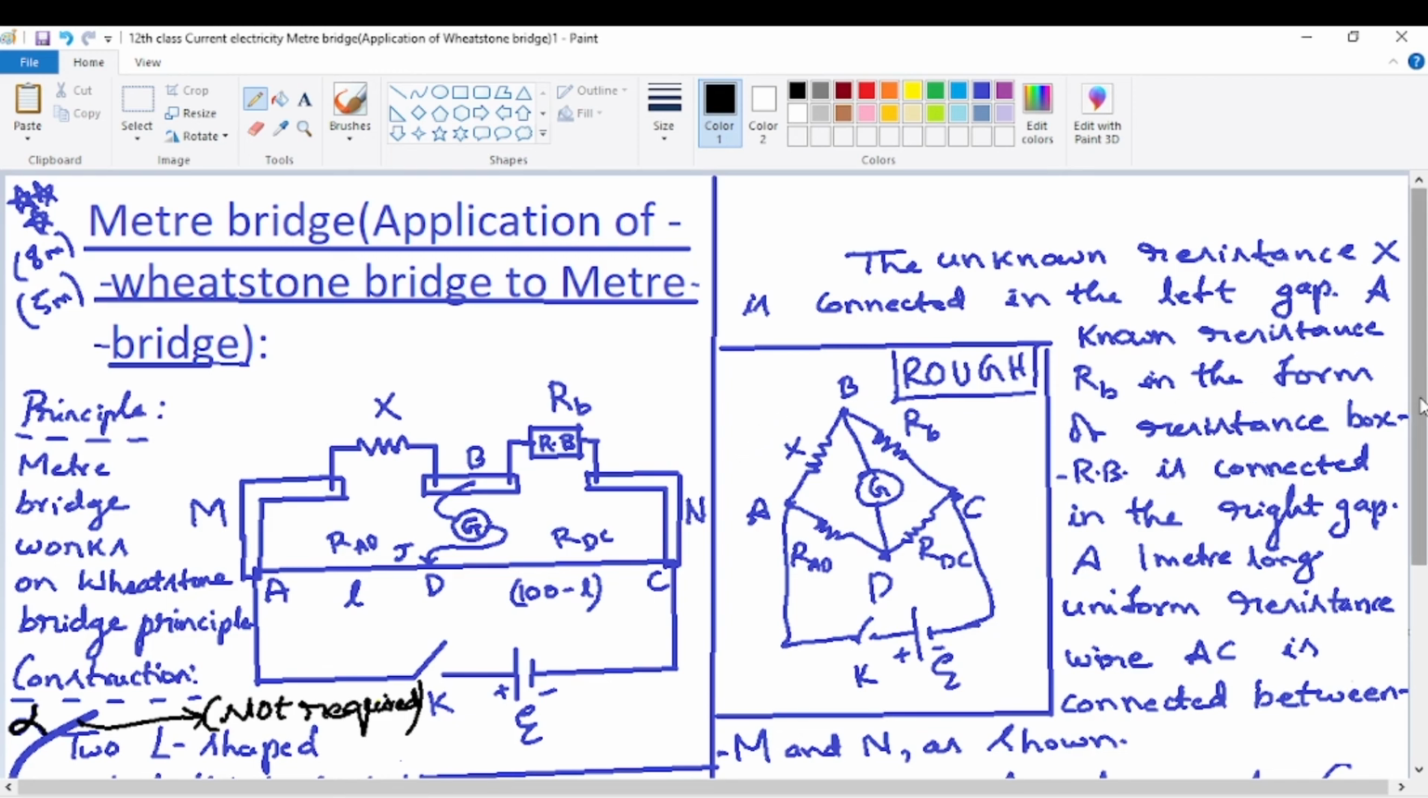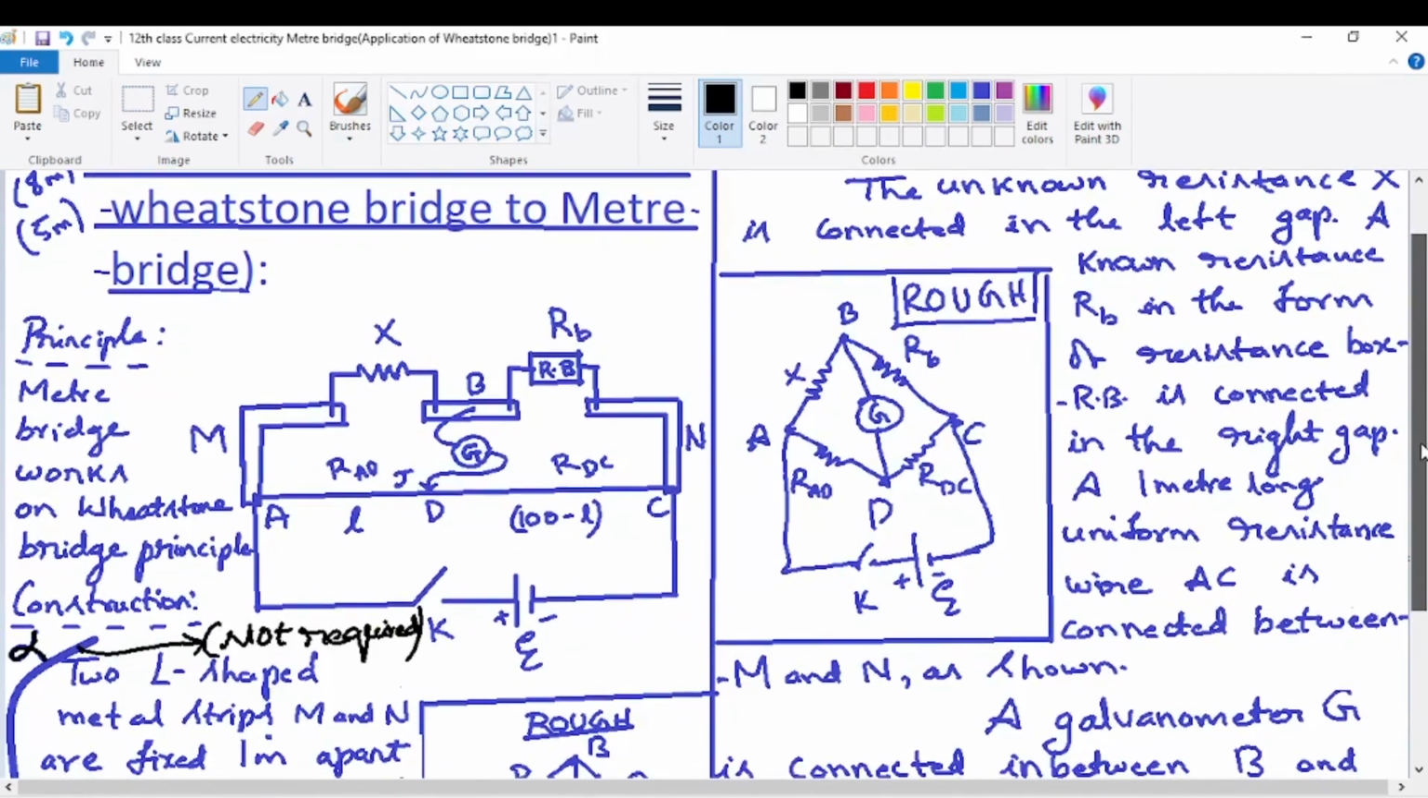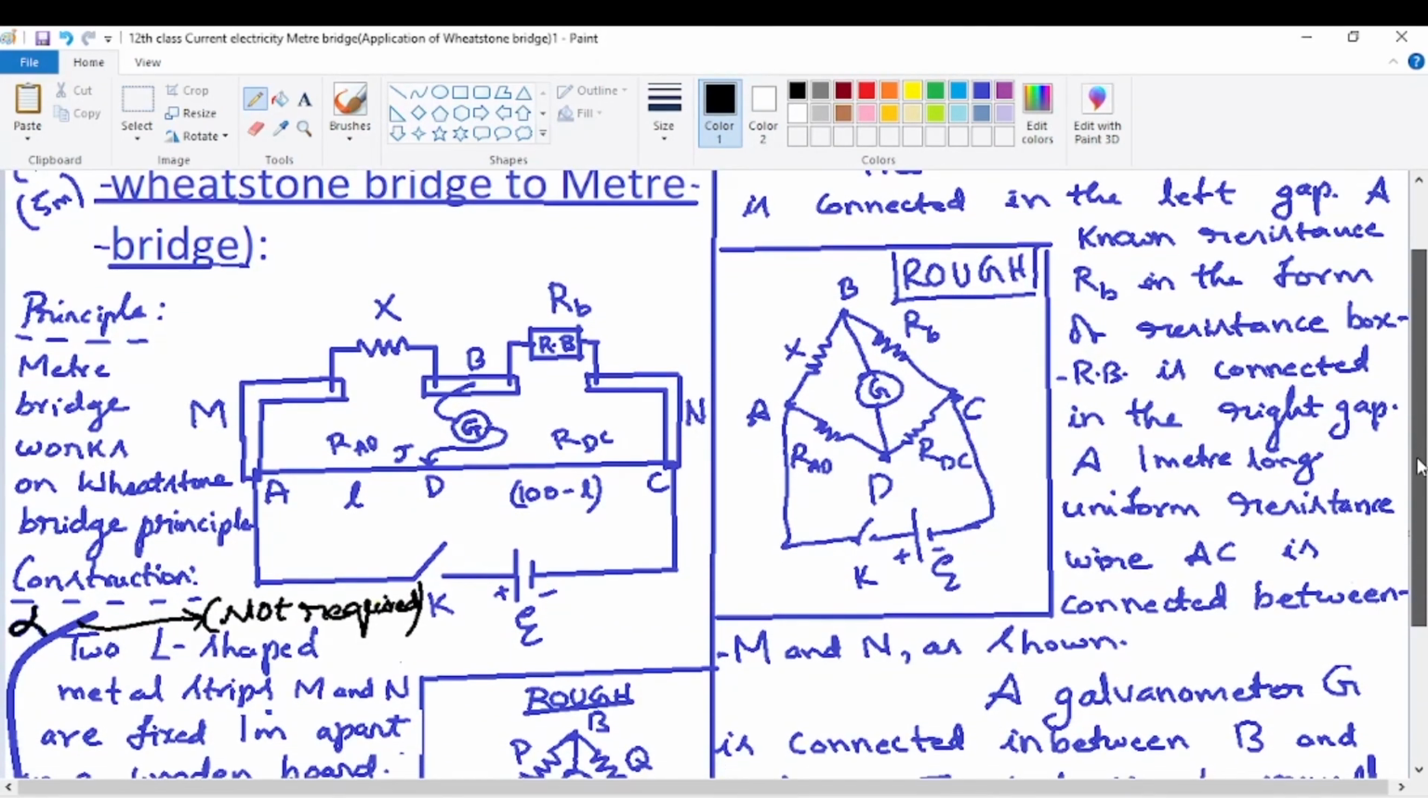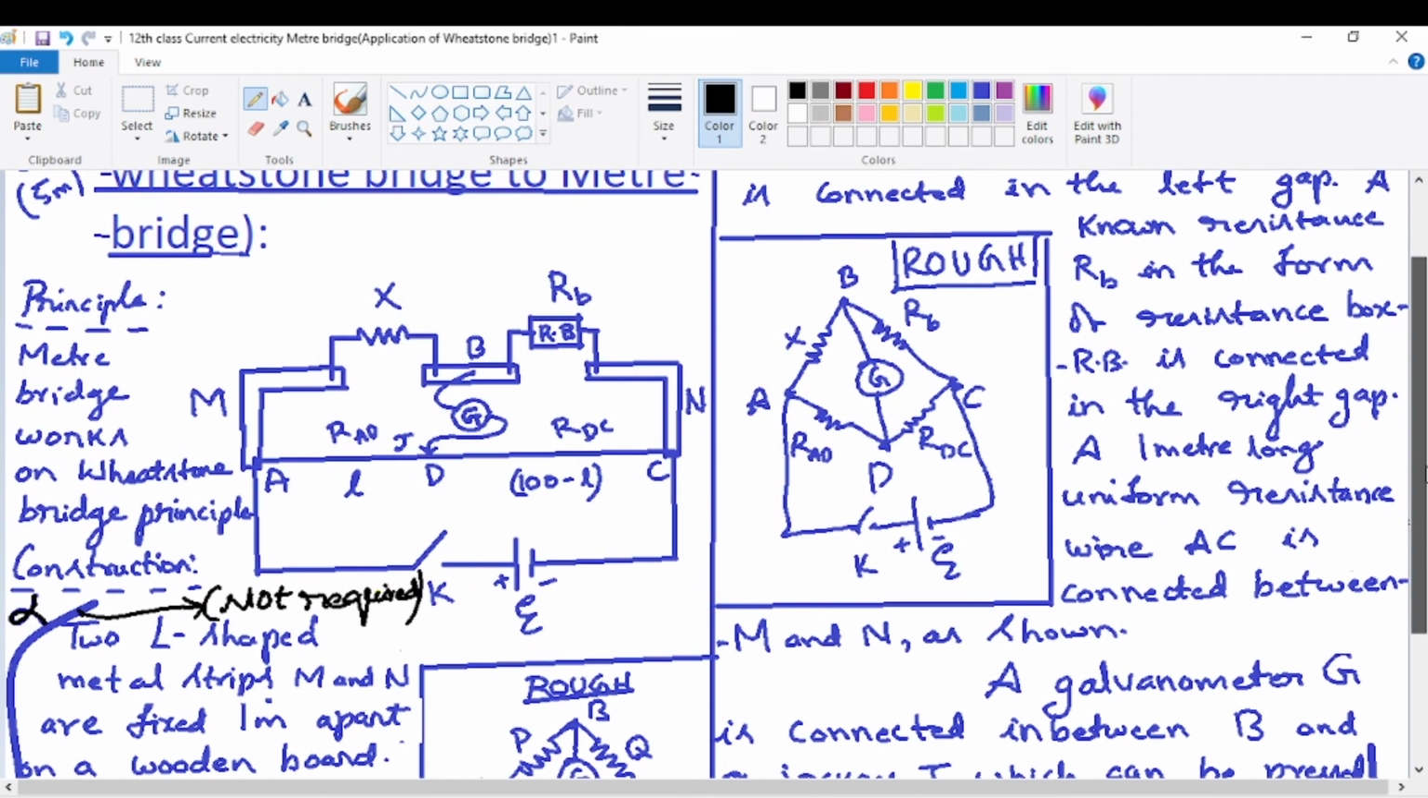So in the 8 marks, a theoretical question especially in the board exam, in the 12th class board exam, a main topic carries only 5 marks unless it is very lengthy.